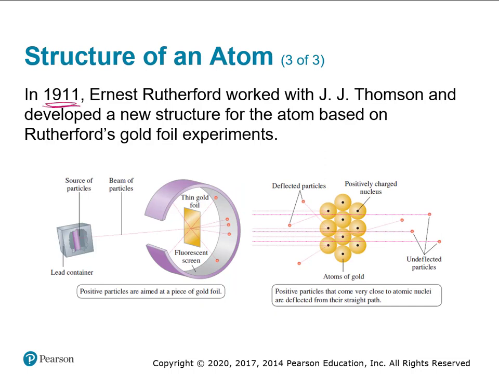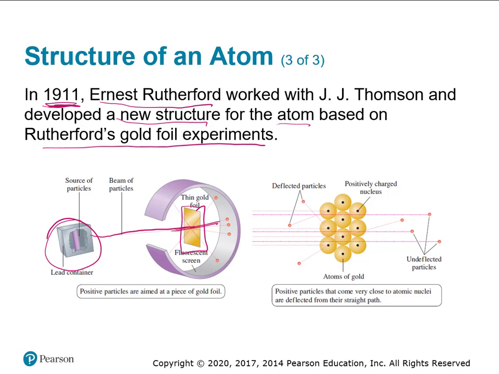Further down the line, in 1911, a guy named Ernest Rutherford worked with J.J. Thomson and developed a new structure for the atom based on Rutherford's gold foil experiment. So here's what Rutherford did. Rutherford had a piece of gold foil, and he had a source of particles, and he shot this beam of particles through the gold foil. So the positive particles were aimed at a piece of gold foil. He thought all these particles were just going to go straight through. But here's what happened, and this shows it a little bit better.